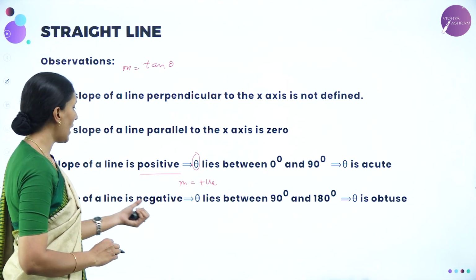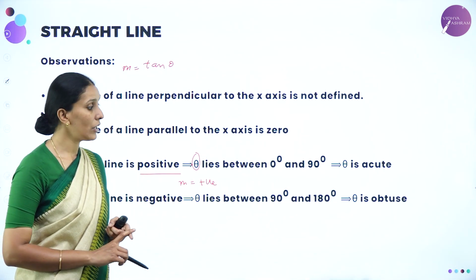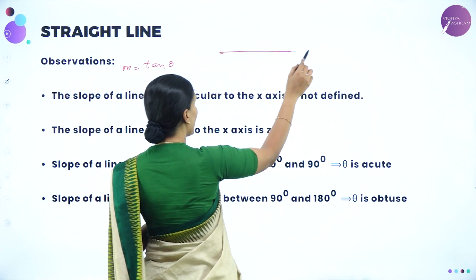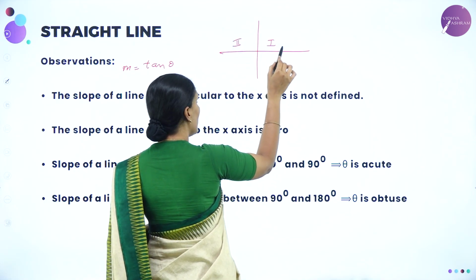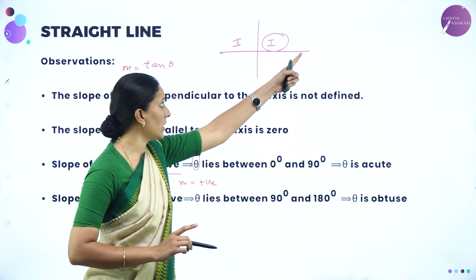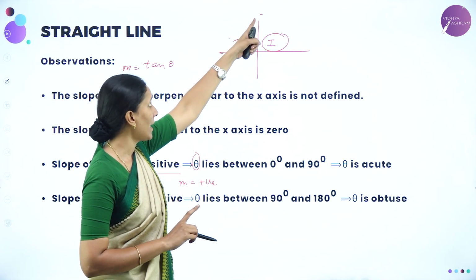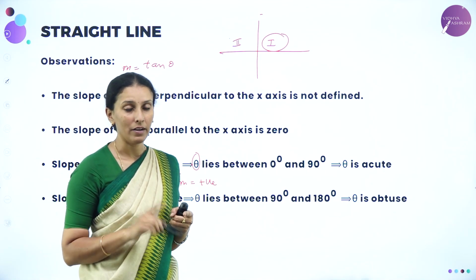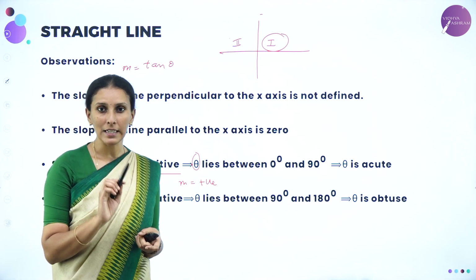Now, if the slope of a line is negative, then theta is from 90 to 180, which means theta is obtuse. Because we have already learnt in trigonometry using the ASTC rule that this is the first quadrant and this is the second quadrant. In the first quadrant, all angles are positive, which means the angles are acute, from 0 to 90 degrees. In the second quadrant, tan becomes negative because from 90 to 180 it is an obtuse angle and the value of tan is always negative. And hence, if m is positive, the angle is acute. If m is negative, the angle is obtuse.